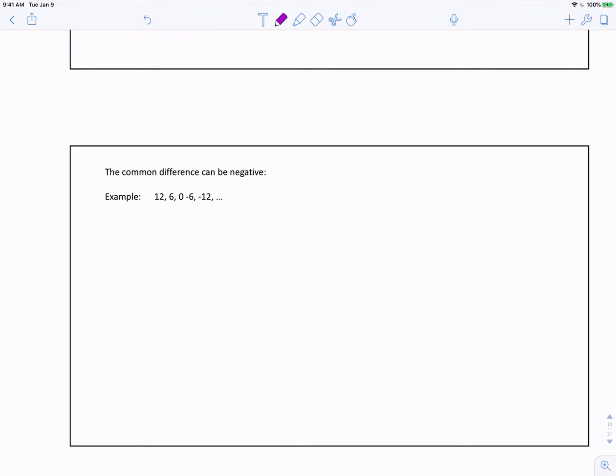Common differences can also be negative. So for example, what do I add to 12 to get 6? Negative 6. What do I add to 6 to get 0? Negative 6. So you can see that this arithmetic sequence has a common difference of negative 6.